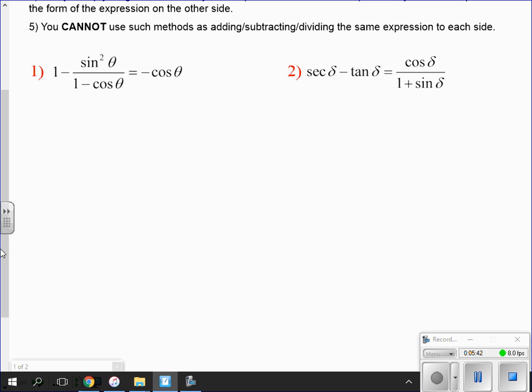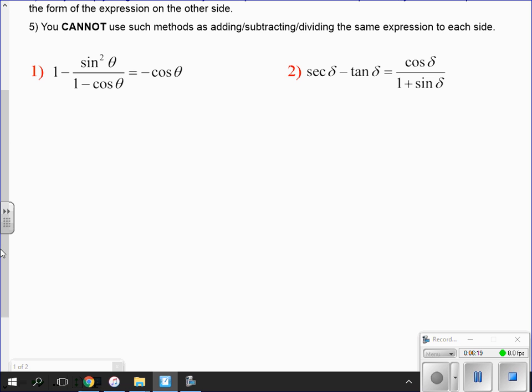All right, so I look at the first one here, 1 minus sine squared theta over 1 minus cosine theta equals negative cosine theta. I'm going to work with the more complicated side first, which means I'm going to work with the left-hand side. That's the one I'm going to rearrange. And what you're going to do is you're going to try to simplify it. I'm going to use these as best I can to do substitution. And you look at that and you go, okay, where can I start? There are some places to start.